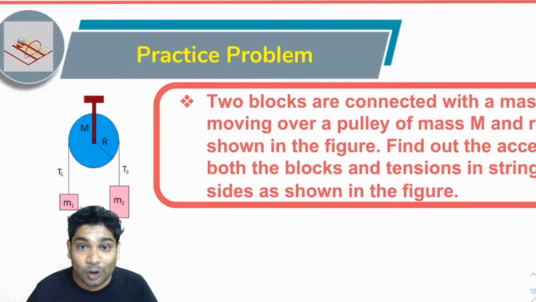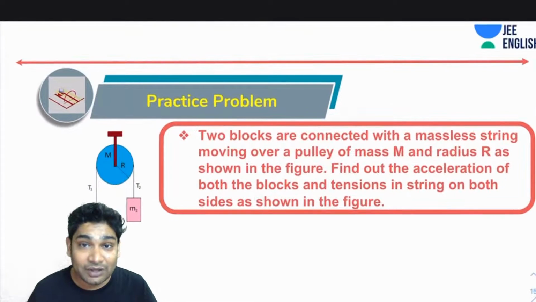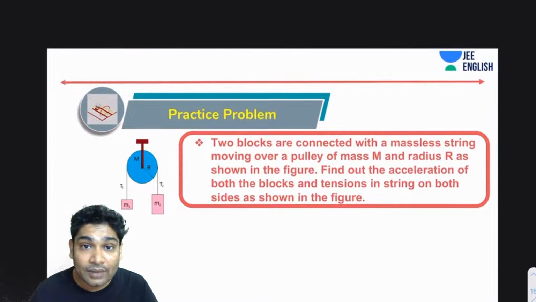Alright, so I hope all you guys are trying this. So others who've just joined, let me repeat the question. The question says that two blocks are connected with a massless string moving over a pulley of mass M and radius R as shown in the figure. Find out the accelerations of both the blocks and the tensions in the string on both the sides as shown in the figure. So here's your figure. I hope all you guys can see this clearly.